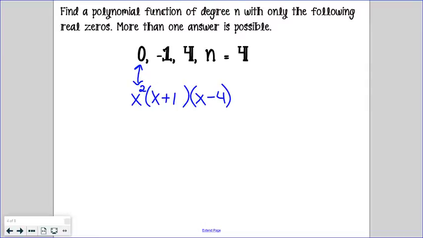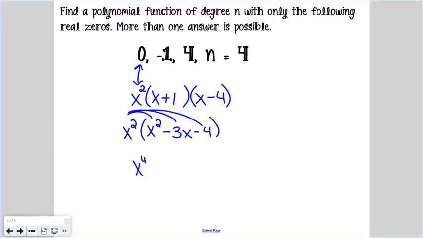All right? So again, we're looking at factors right now. Do the FOIL part first. Always save your distributing for last. That's where people make the mistake. So do your FOIL part first, and then we'll distribute that x squared through my answer. So when I FOIL this, I get x squared, let's see, negative 4 plus 1 would be negative 3x minus 4. Distribute that x squared through. X to the fourth minus 3x cubed minus 4x squared.